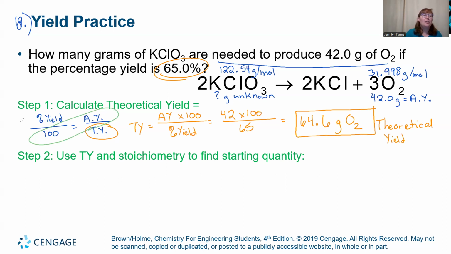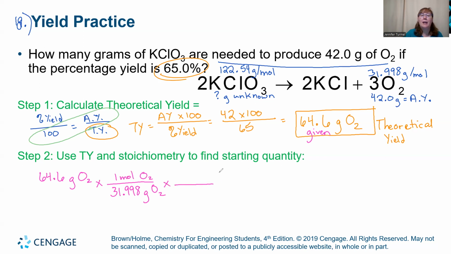So now I'm going to use that value, 64.6, as my given to find my starting quantity. So I start with that 64.6 grams of oxygen. And now I go right through my stoichiometry again. 31.998 grams of O2 per mole.